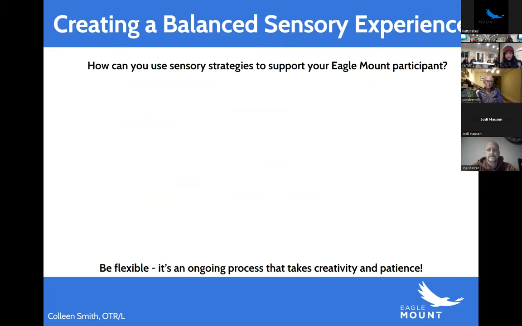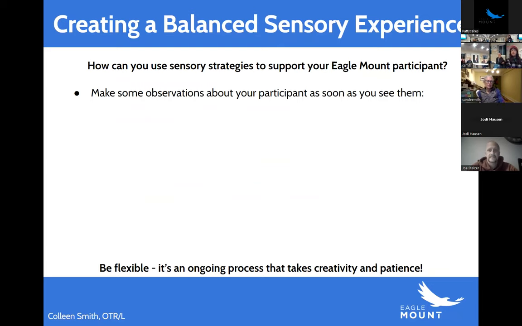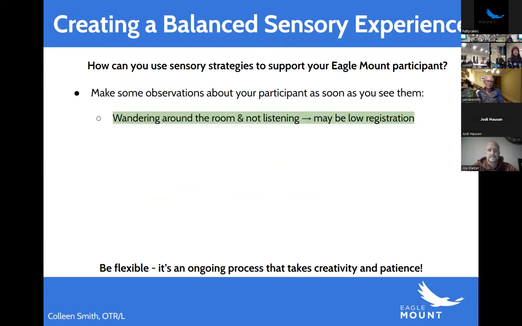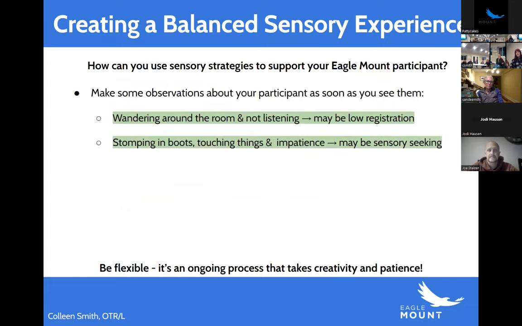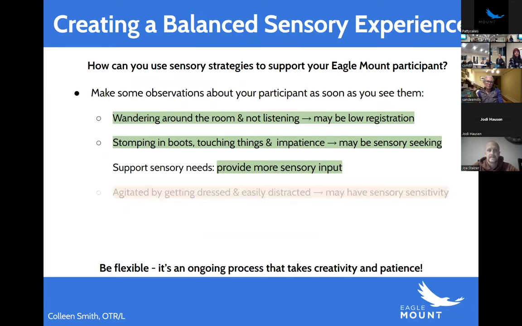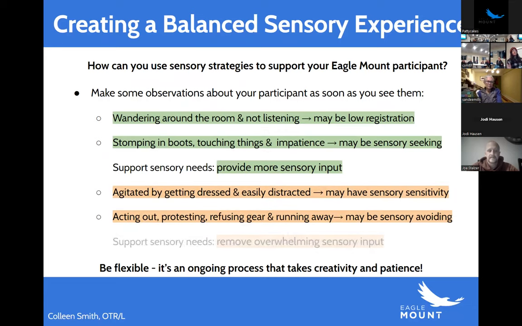So, let's see. You want to start observing your student as soon as you see them. If they're wandering around the room, not listening, start thinking maybe they're low registration. If they're stomping, touching things, getting into the games, impatient, they might be seeking. With both of those we're going to want to provide more sensory input. If they're really agitated, easily distracted, they might be sensory sensitive. And then the protesting, sensory avoiding. Those are the students we're going to try to remove the overwhelming sensory input for.